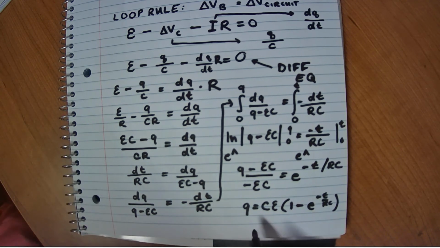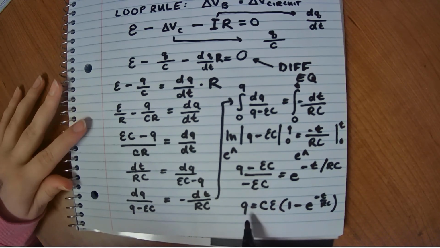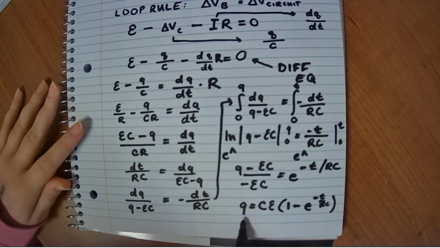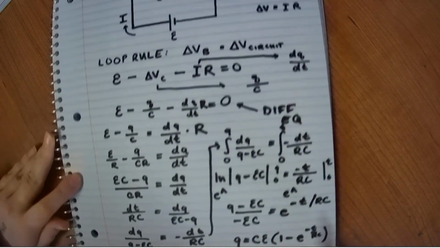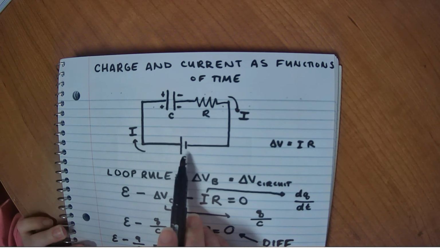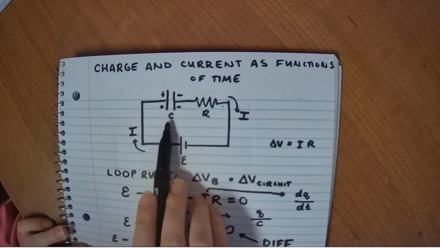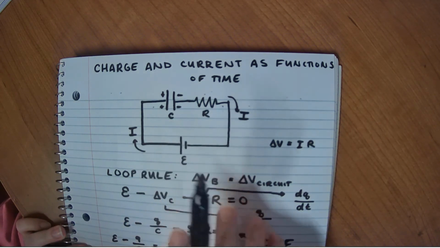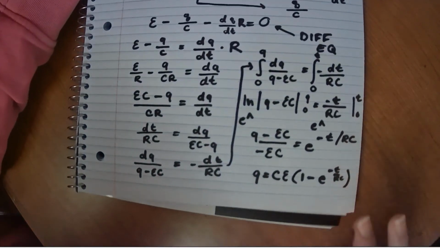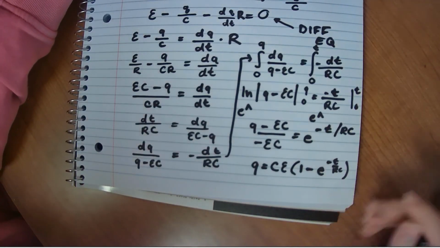And that is how you find the charge as a function of time for a circuit with a capacitor and a resistor. So we can see what this actually means. Let's draw a graph of this.